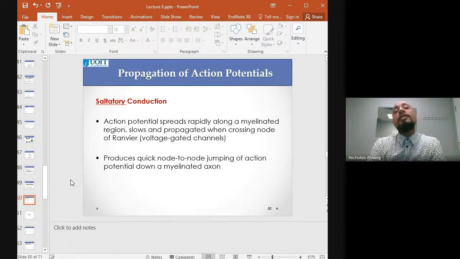And that process of the less dominoes, that's the process of saltatory conduction. And that's why it speeds up the flow of the action potential.